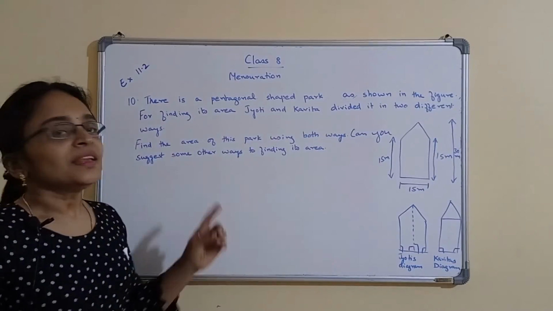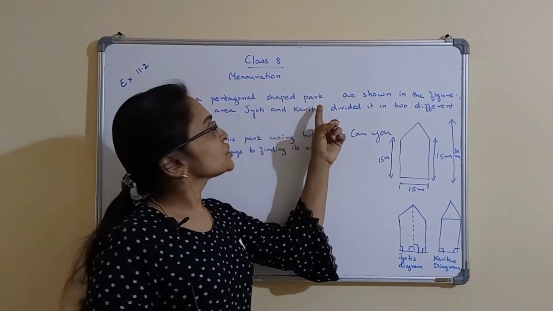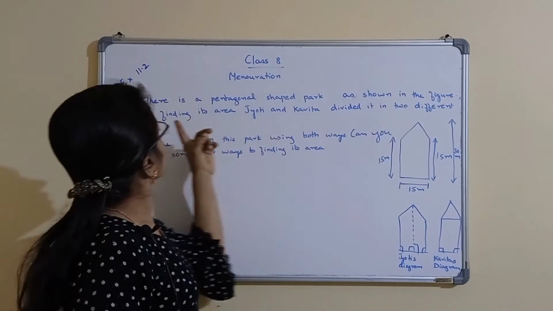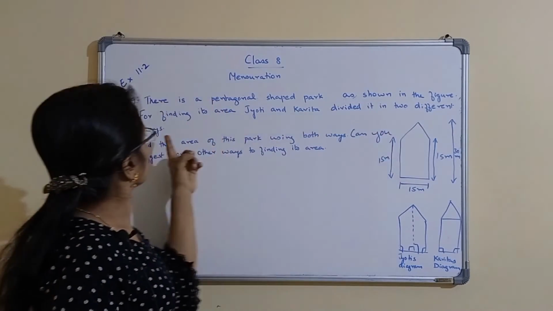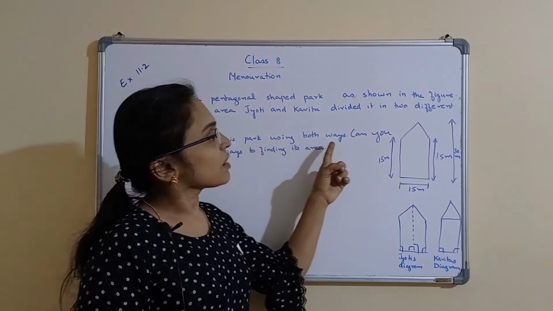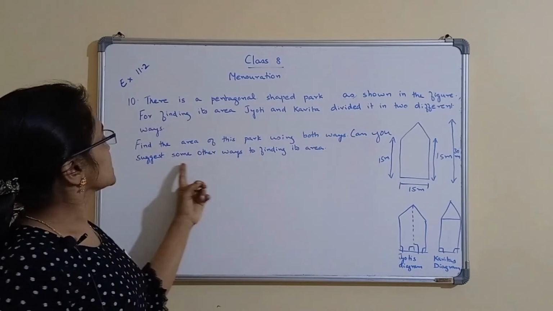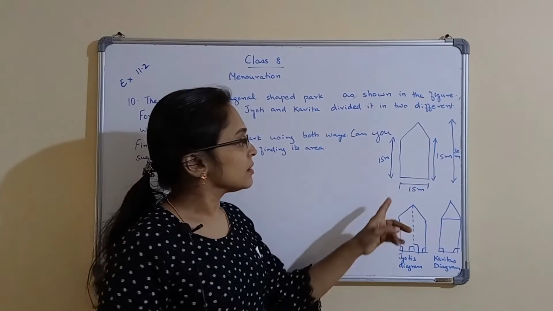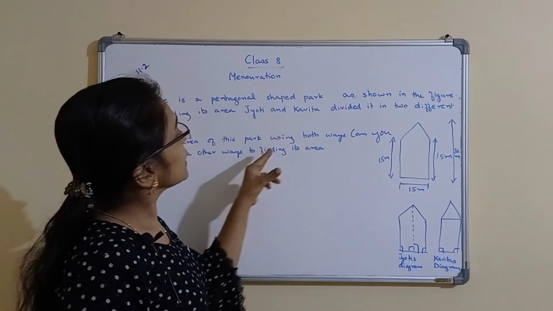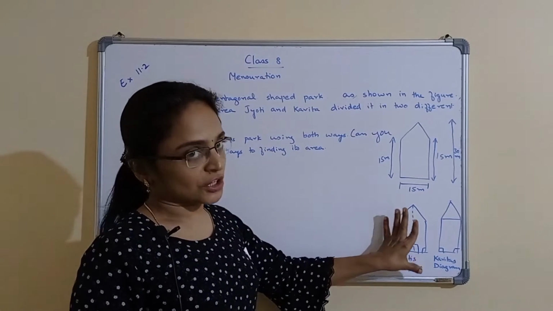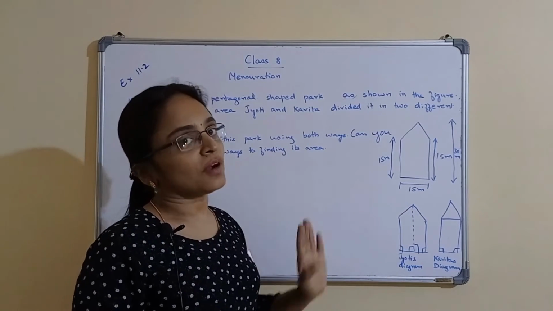Okay. Next one is, there is a pentagonal shaped park as shown in the figure. For finding its area, Jyoti and Kavita divided it in two different ways. Find the area of this park using both ways. Can you suggest some other ways of finding its area? So this is the pentagonal shaped park and Jyoti and Kavita divided it in two different ways and found out the area.